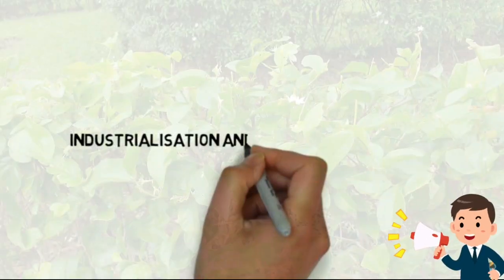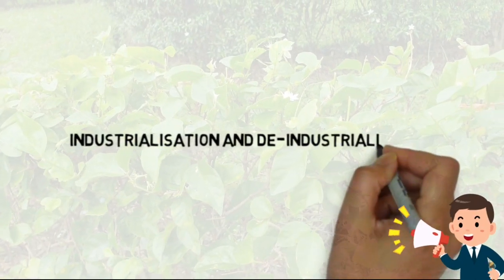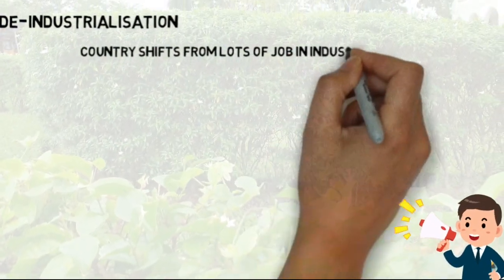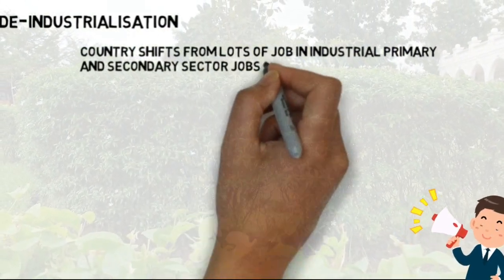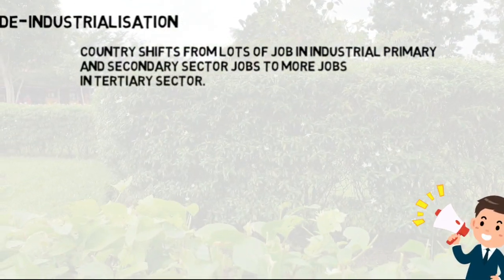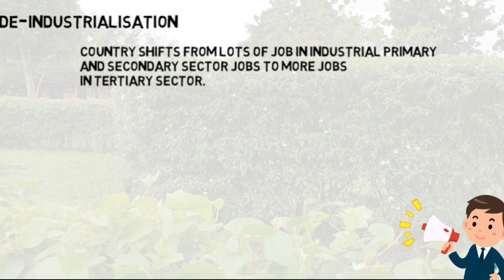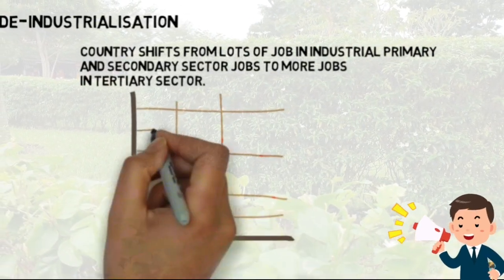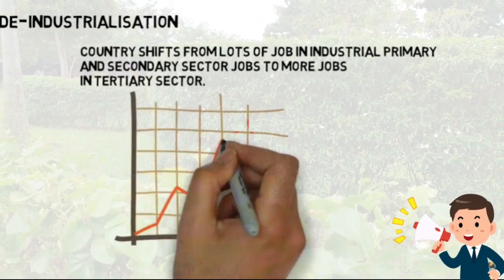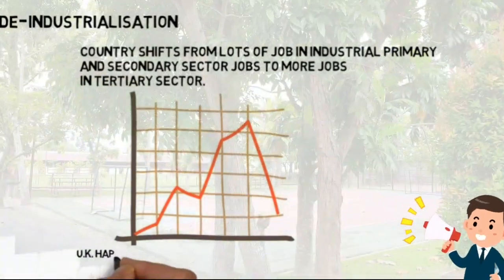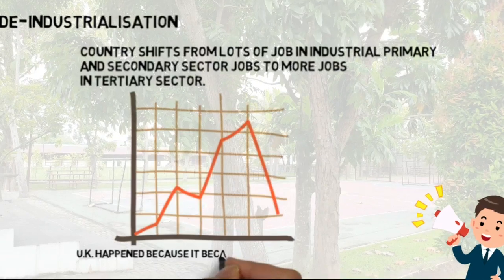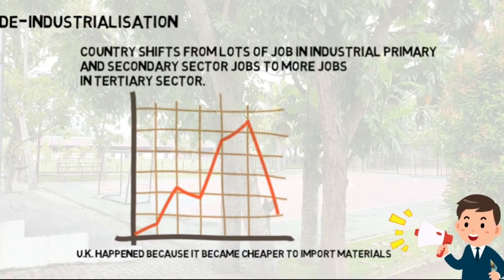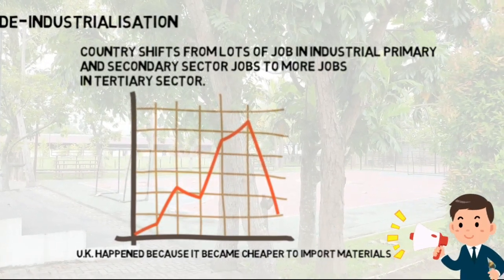Okay, now we talk about industrialization and deindustrialization. When a country shifts from a lot of jobs in the industrial primary and secondary sectors to more jobs in the tertiary sector, this means that the country is going through deindustrialization. In other words, that country is going from extraction and production to only services. You can see from the graph there will be a decline in industrial activity. In the UK, for example, because it happened to be cheaper to import materials and goods from emerging countries like China, the UK chose deindustrialization.